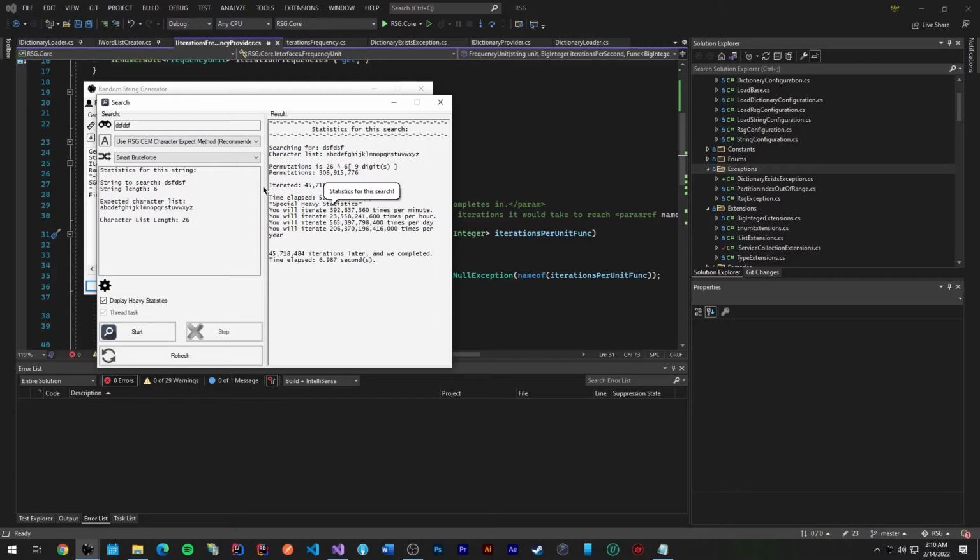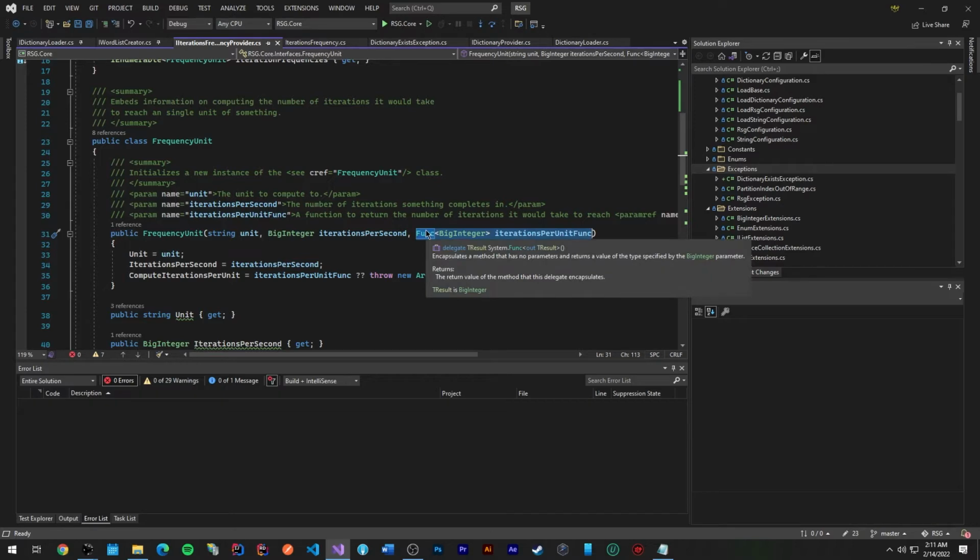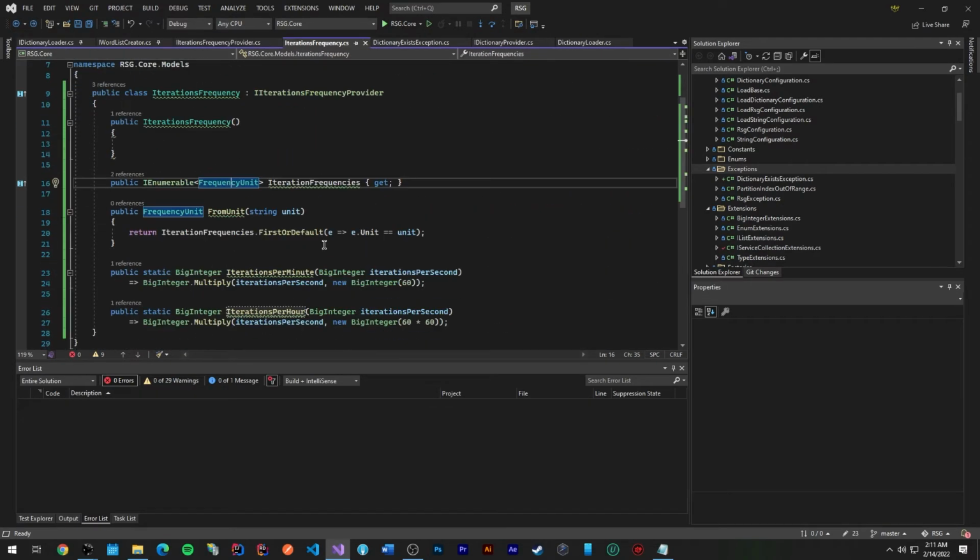And I wanted a way to display statistics on how long it would take your computer to iterate for various amounts of time. So here's per minute: I do 392 million iterations per minute, 23 billion per hour. Anyways, how do I generalize that? Well, I came up with describing it, instead of per minute, per hour, you just tell me what the unit is, and then you tell me how to compute it by giving me a function. All right, so far so good.